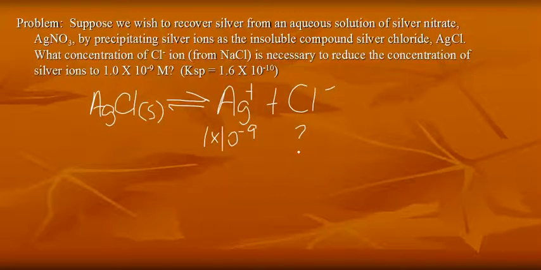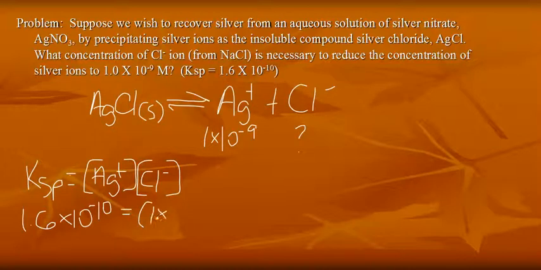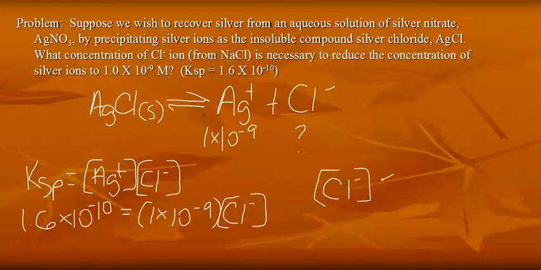Well, KSP is equal to the concentration of silver times chloride ions. KSP is given in the problem, 1.6 times 10 to the negative 10th. We're going to set that equal to 10 to the negative 9th for silver, and we're going to solve for chloride. So I simply divide to get the chloride ion concentration. Comes out to 0.16 molar.